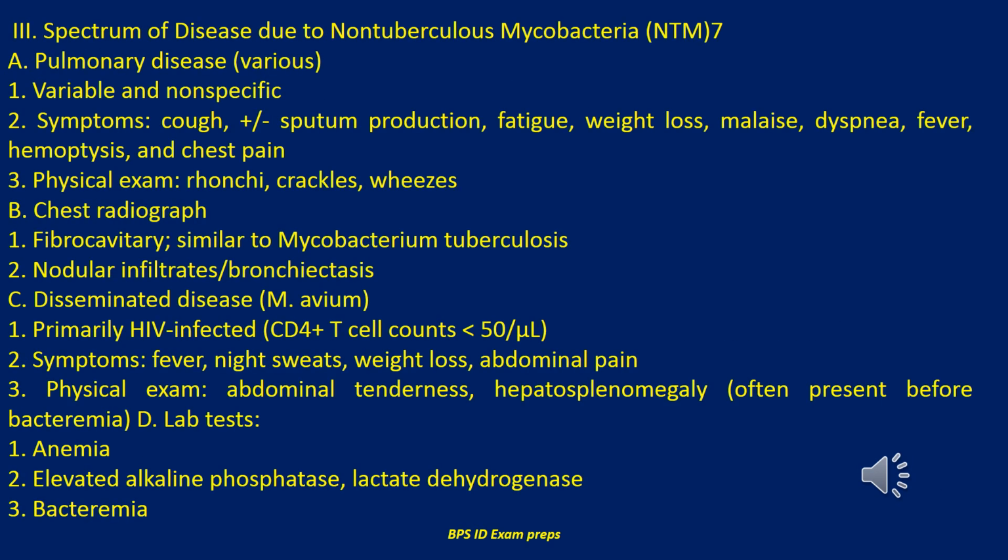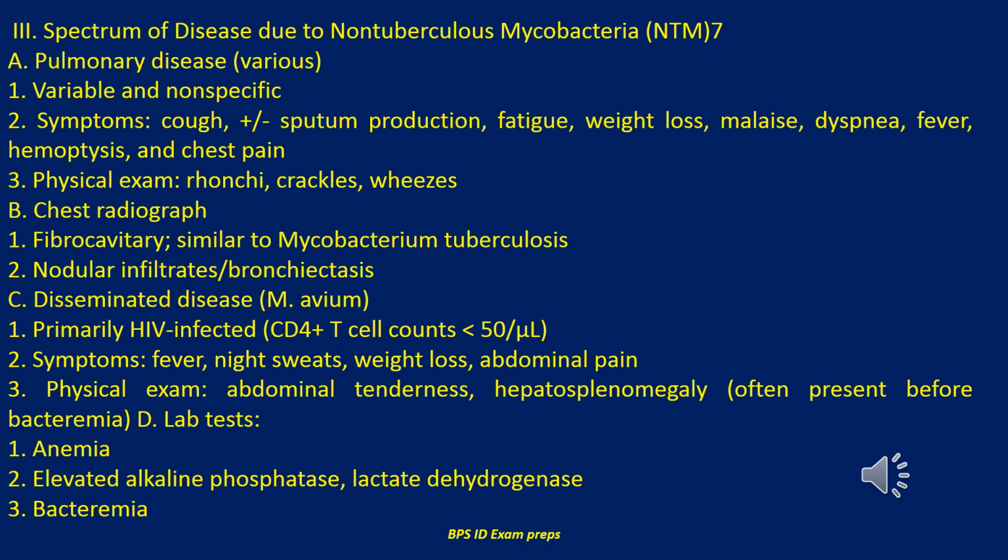Let's now discuss the spectrum of disease due to non-tuberculous mycobacteria (NTM). Pulmonary disease: 1. Symptoms are variable and nonspecific. 2. They include cough, with or without sputum production, fatigue, weight loss, malaise, dyspnea, fever, hemoptysis, and chest pain. 3. On physical exam, rhonchi, crackles, and wheezes are heard. Chest radiograph: 1. Fibrocavitary, similar to Mycobacterium tuberculosis. 2. Nodular infiltrates or bronchiectasis.